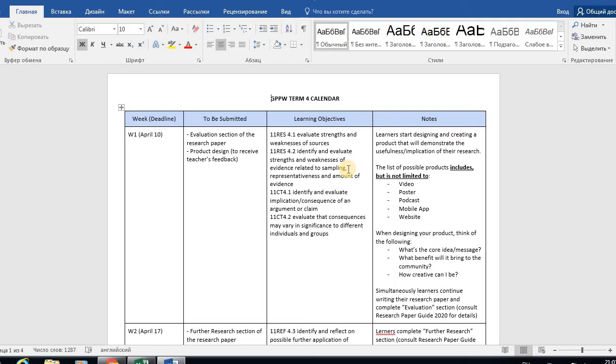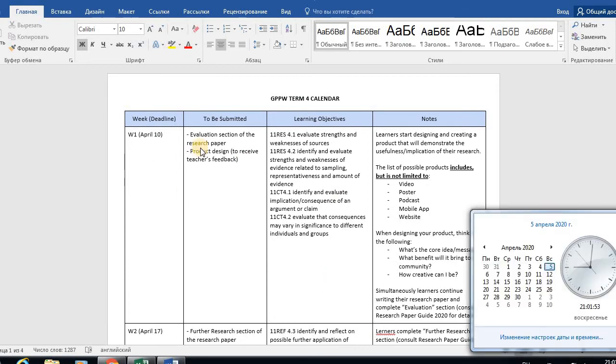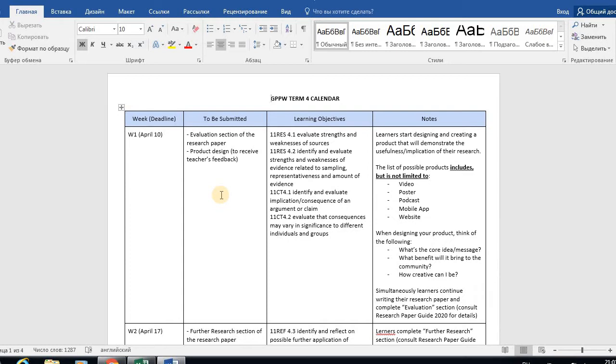The purpose of this lesson is to quickly go through the learning objectives for the first week in term 4. So right now you are looking at the term 4 calendar and week 1, which will finish on April 10th, which is Friday. It should be Friday. Let me just double check. Yes, it's Friday. So this week we'll focus on the evaluation section and the product design.